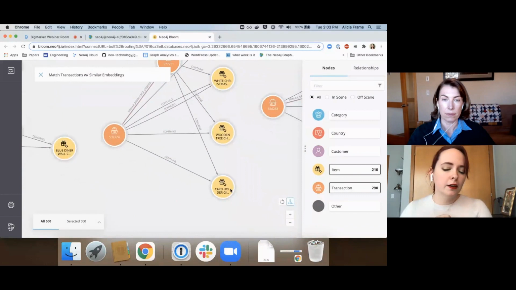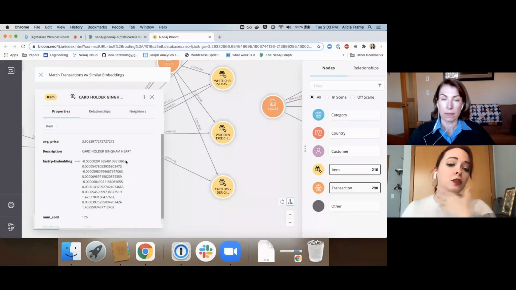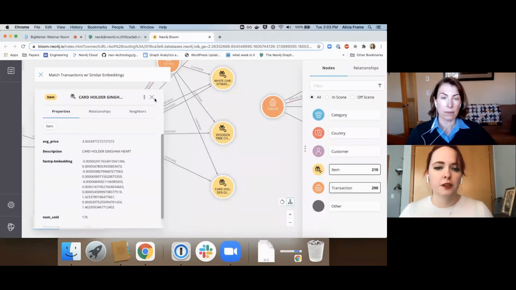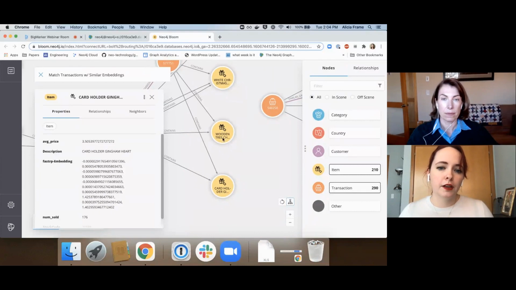And what I can do here is go into the items and learn a little bit more about them. So this is a card holder. I sold 176 of them. The average price was $3.50. If I go in and look at my wooden tree, I sold 349 of them. So I sold a lot of this one, and I can see it's about 50 cents. And I can go through and start to say, does this make sense?